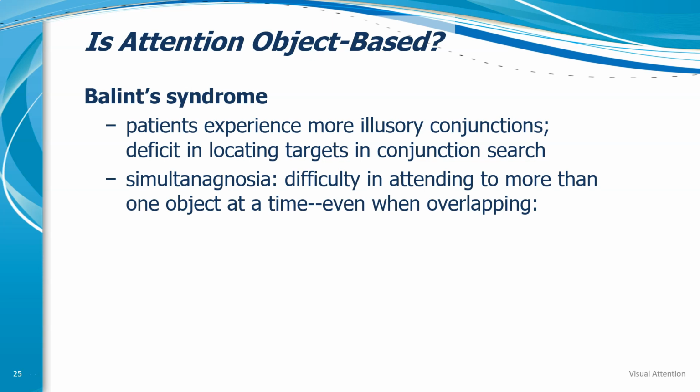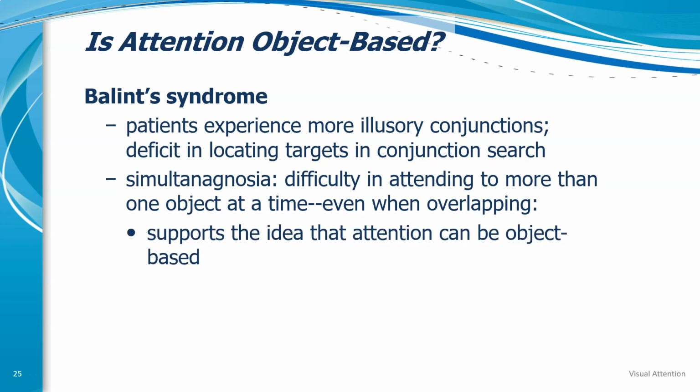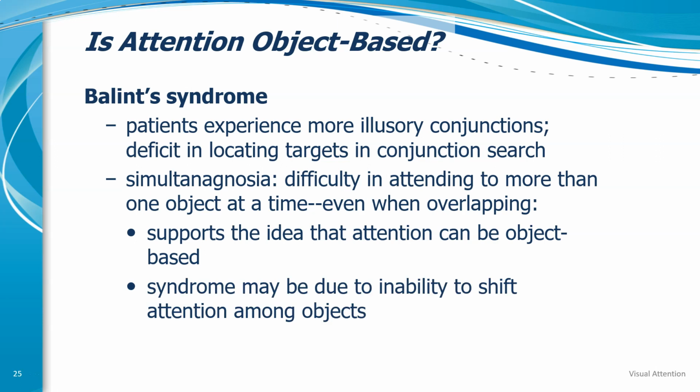Balint syndrome includes simultanagnosia, which, to recap, is difficulty in attending to more than one object at a time, even when they're overlapping in space. Remember the hammer and the milk bottle? What this suggests to us is that attention is object-based. Location is just kind of incidental. And maybe simultanagnosia is a difficulty with one's attention, that you can't shift your attention among different objects.